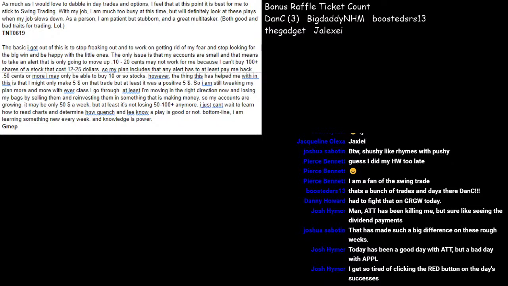So my plan includes that any alert has to at least pay me back 50 cents or more. I may only be able to buy 10 or so stock. However, the thing that has helped me with this is that I might only make $5 on that trade, but at least it was a positive $5.